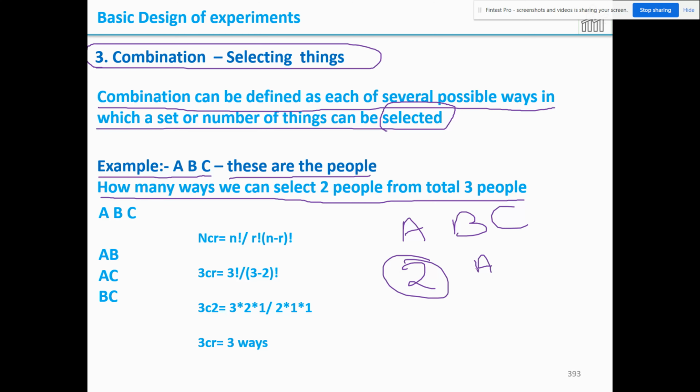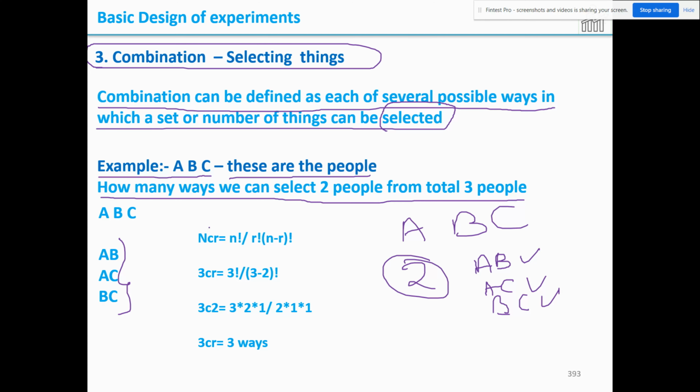So I'm going to select it. When I select it, what happens? The repetition will be off. AB, AC, then BC. I cannot do CB, CA, BA, because we are selecting it, therefore there is no repetition. And that is what combination is.